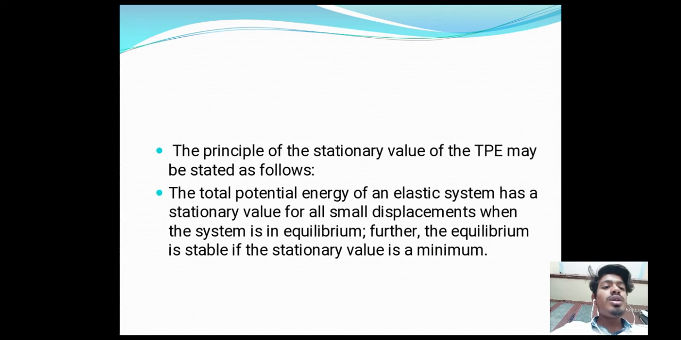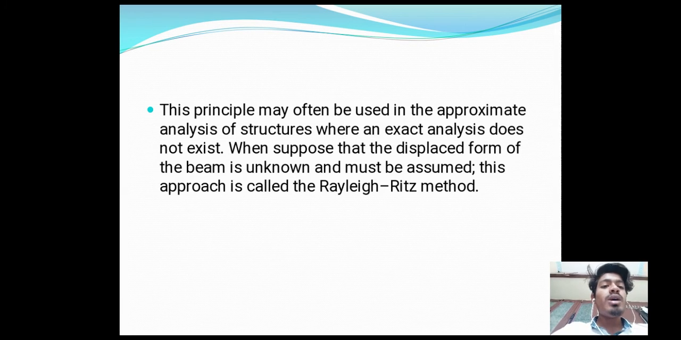So the principle of the stationary value of the TPE may be stated as follows. The potential energy of an elastic system has a stationary value for all small displacements when the system is in equilibrium. Further, the equilibrium is stable if the stationary value is minimum. This principle may often be used in the approximate analysis of structures where an exact analysis does not exist. Suppose that the displaced form of the beam is not known and must be assumed.